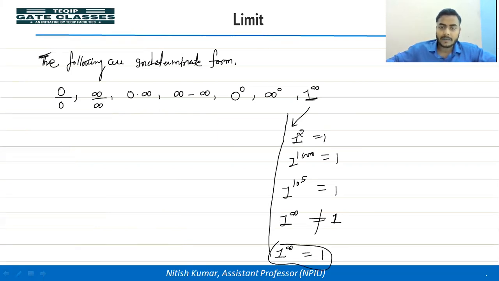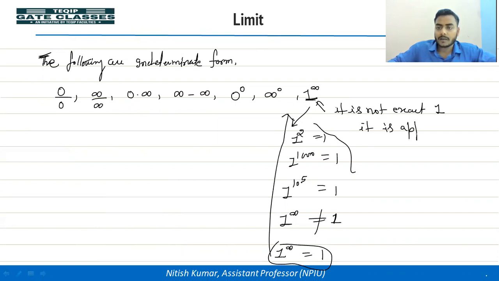But in this case, this 1 that you are seeing, what is it? It is not exact one. It is approaching to one. What does approaching to one mean? From the left side or from the right side. This is not one, it is approaching one.